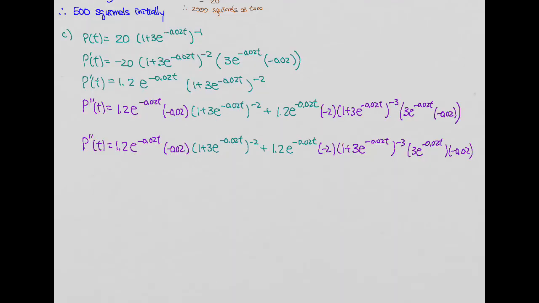Now that's simplified, look at what they have in common, so we can common factor it. So 1.2e^(-0.02t), that's what they have in common. They have -0.02 in common. They have (1 + 3e^(-0.02t)) to the exponent negative 3. And this becomes 1.